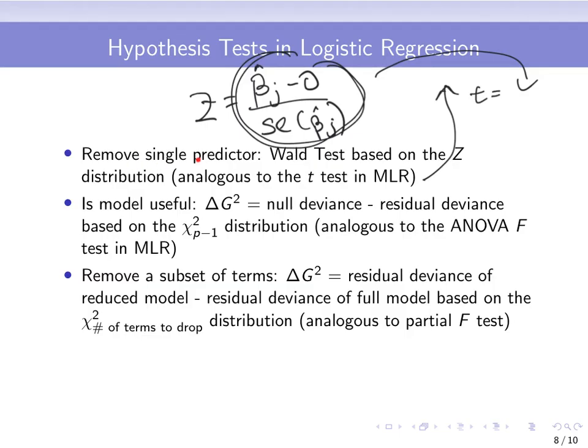Right, so that's removing a single predictor. Now, if you want to see if your model is useful or not, so you get your multiple predictors in your model, we calculate what we call a delta G-square test statistic. It is given by the null deviance minus the residual deviance of your model. So it's just of this specific model.